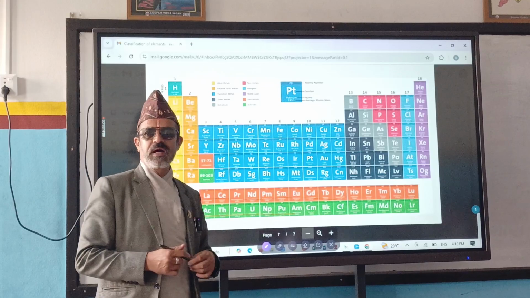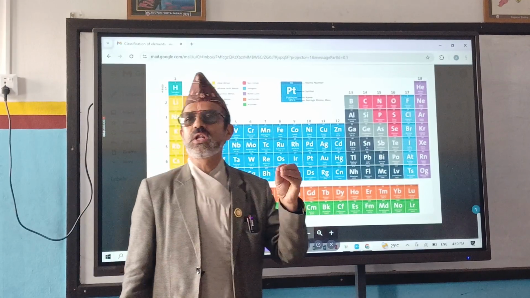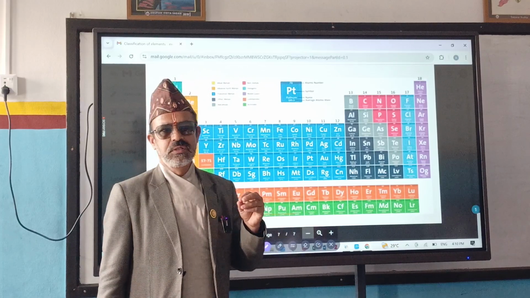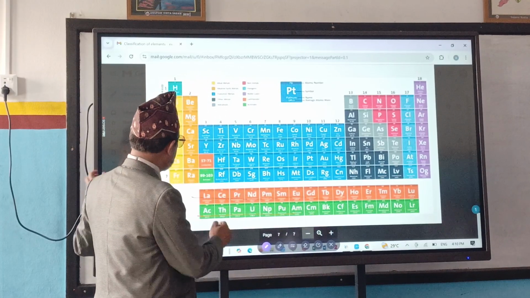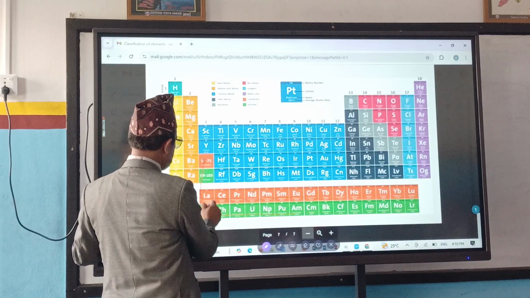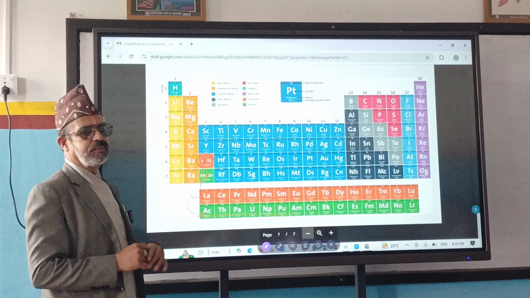Actinium to lawrencium are actinides. All these elements have similar physical and chemical properties, so there was no position for them either. Actually, lanthanum lies here.